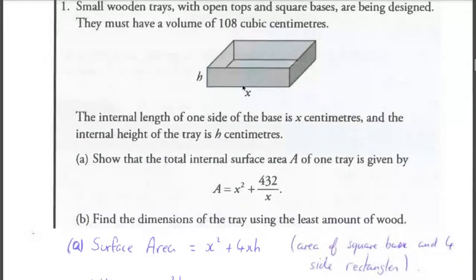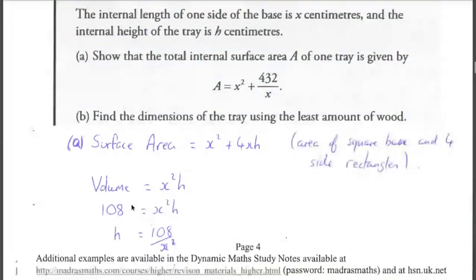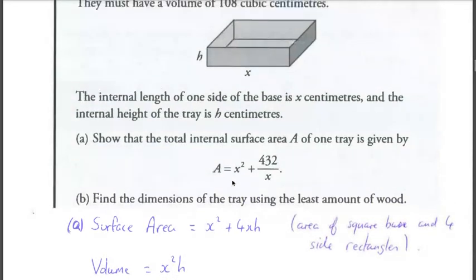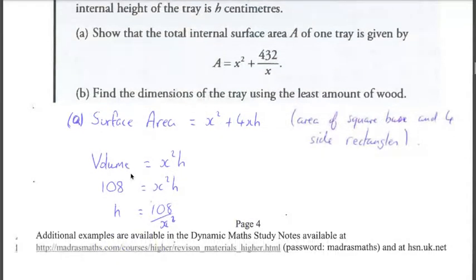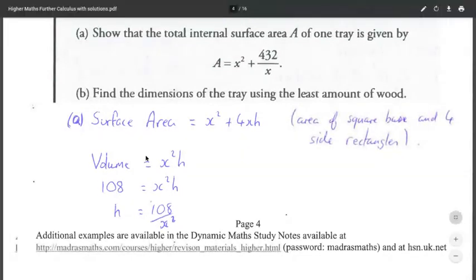So volume of a cuboid, length times breadth times height. So the volume would be x squared multiplied by h. So again, length times breadth times height. So x multiplied by x multiplied by h. So we're told the volume must be 108. So 108 equals x squared h. So we've got these two pieces of information. All I've done is written them down.